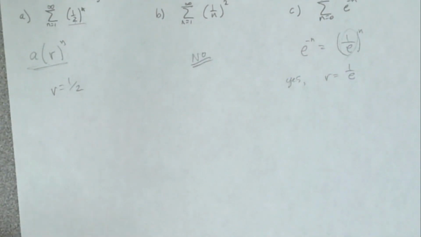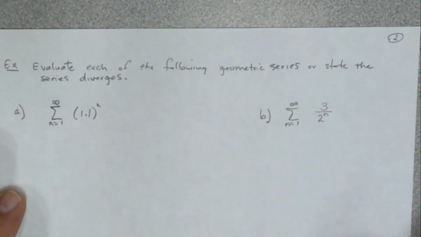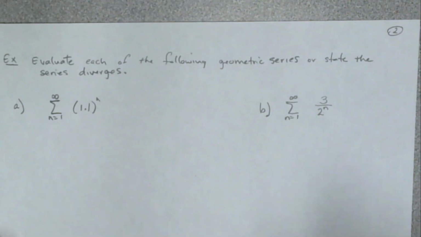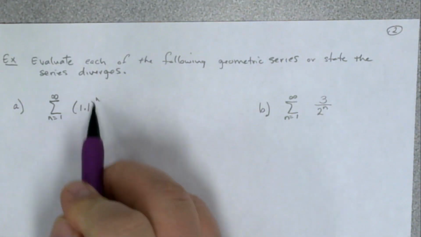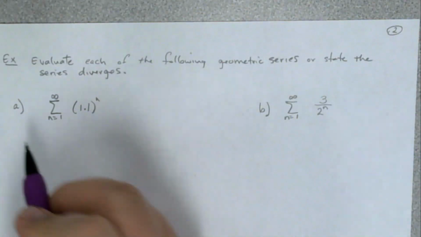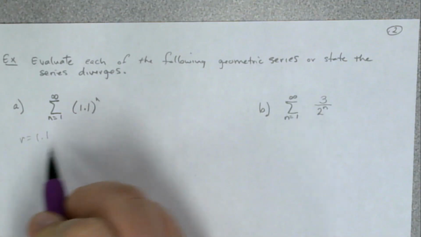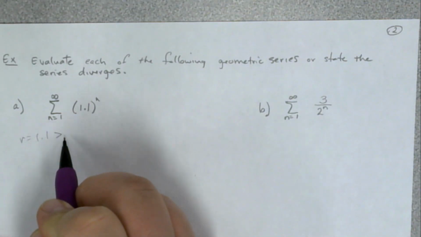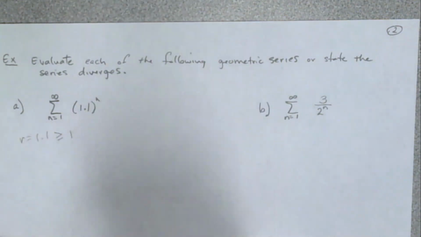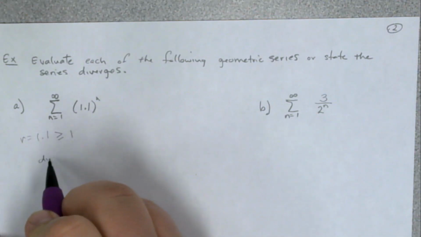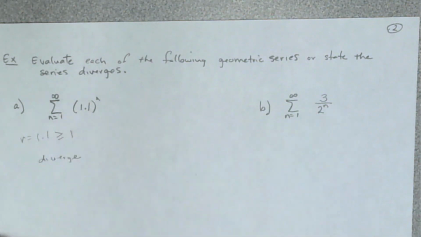Let's take a look at another example that I have. This time we're going to be evaluating some geometric series and state whether the series diverges. Okay? So here, this is a number to a power, which means r is 1.1. And because that is greater than or equal to 1, what do I know from this? Because it's bigger than 1, this will diverge. That's what I know.